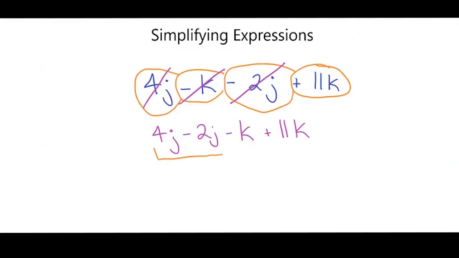Well, 4j minus 2j, that's 2j, and minus k plus 11k. Well, remember that minus k is minus 1k. So if I have a negative 1k plus 11k, that is positive 10k. So my answer is 2j plus 10k. And that's how you simplify these expressions.